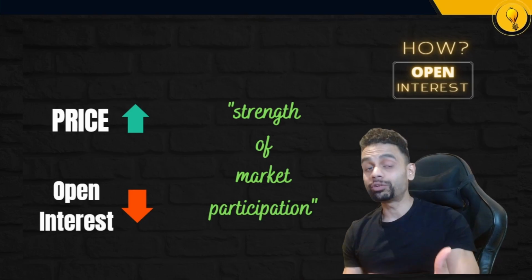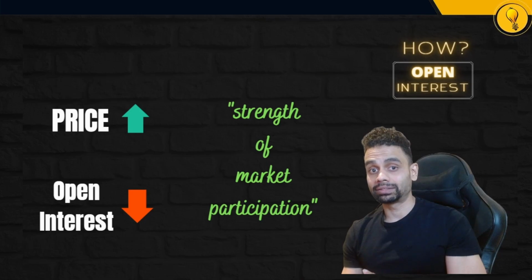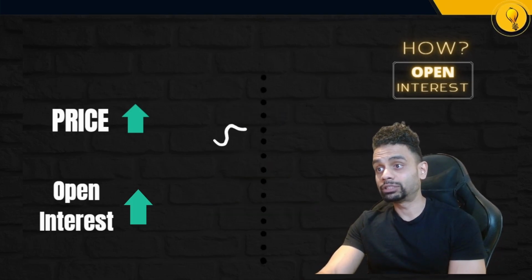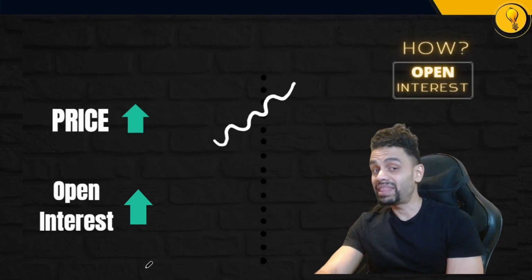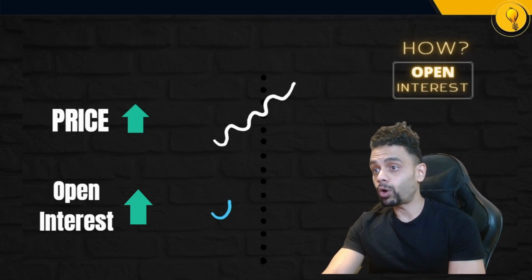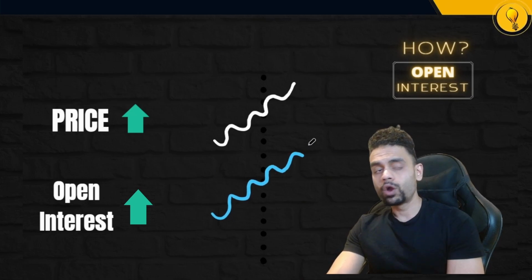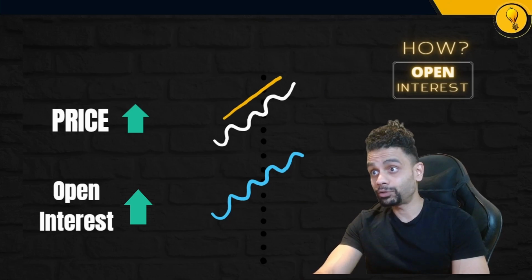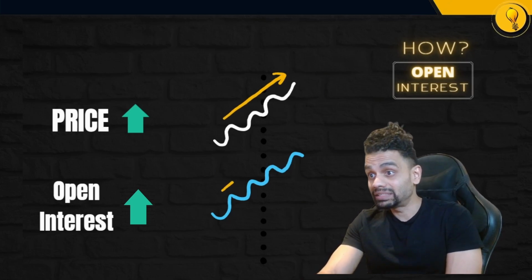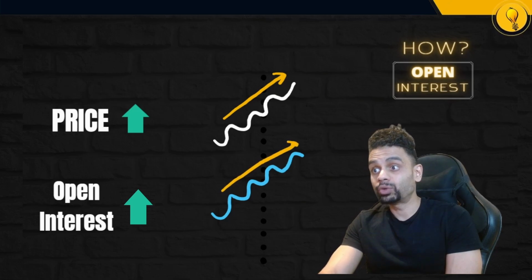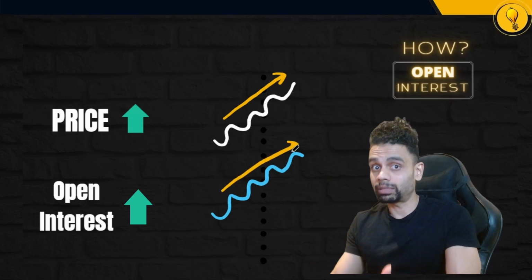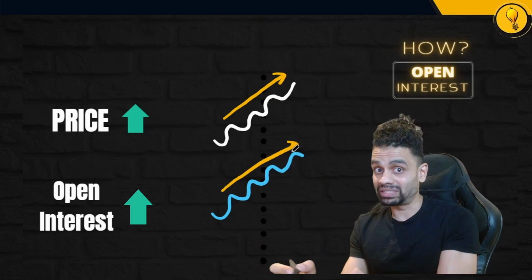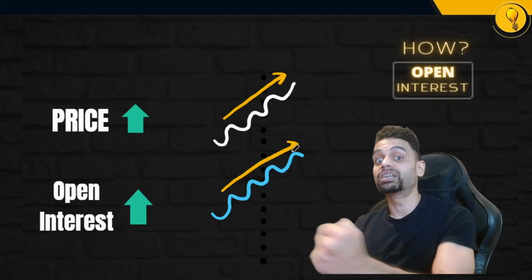Now, to really drive the point through, let's go through an exercise. Let's begin with a simple example. Let's say we have price that's trending towards the upside, and then we have open interest that's also trending towards the upside. What does this tell us about the market? Well, it tells us that as price is increasing, we have increased market participation, right? So increased strength in market participation while price is moving towards the upside should give you increased confidence in the direction of the trend.